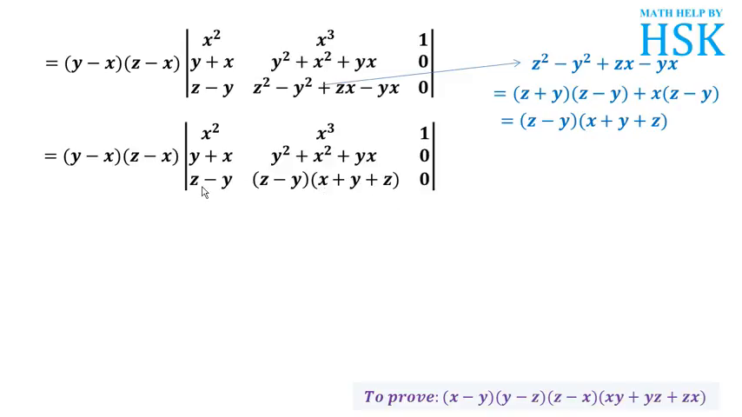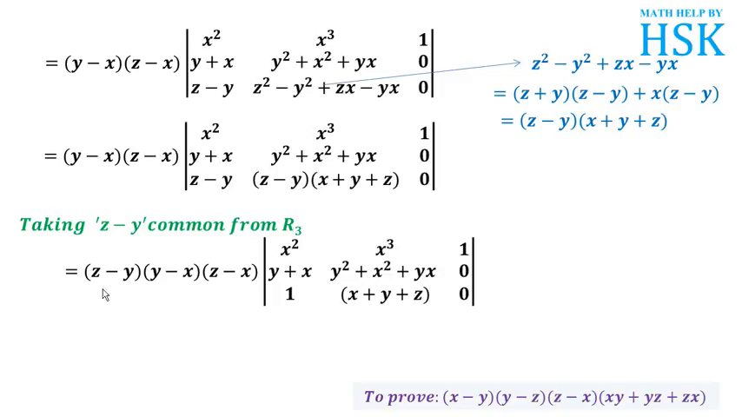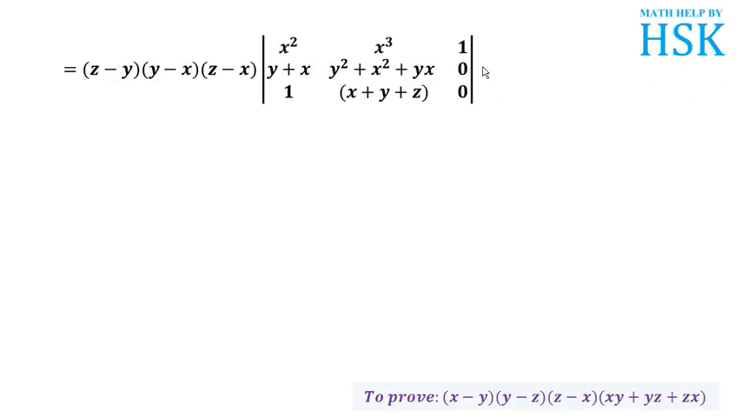Now further, I can take z minus y as common from the third row. So taking z minus y from R3, I'm going to obtain this as z minus y, y minus x, z minus x, x square, x cube, 1, y plus x, y square plus x square, yx, 0, and 1, x plus y plus z, and 0. Okay, now the next thing to be done is to expand the determinant.